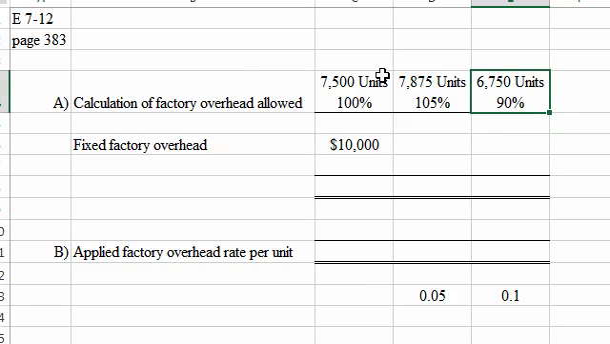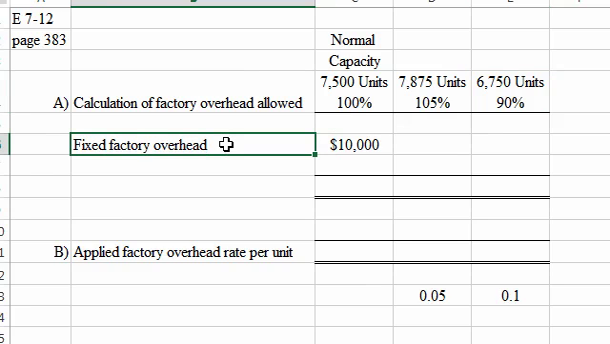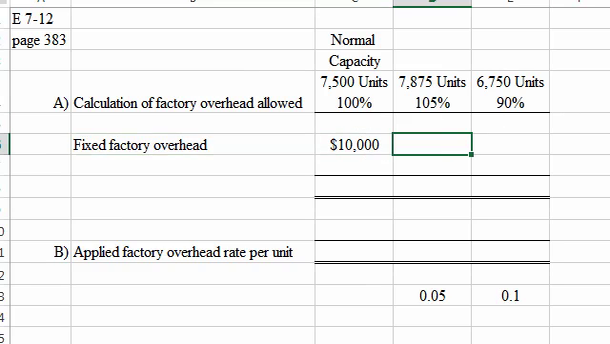Okay. And I'm going to put above here normal capacity. It says it in your book, but that won't hurt. Here we're 105% of normal capacity or above it. Here we're 10% below normal capacity. Well, no matter where we're at, remember fixed factory overhead doesn't change. It's the same amount no matter what our level of production, as long as we're in that same manufacturing facility. So we got 10,000 here and here.